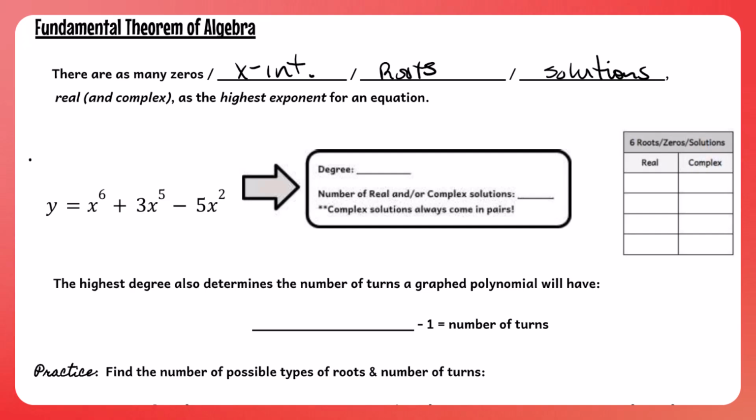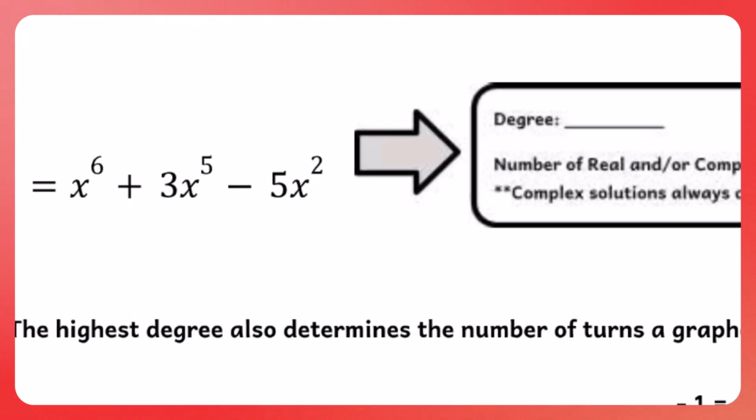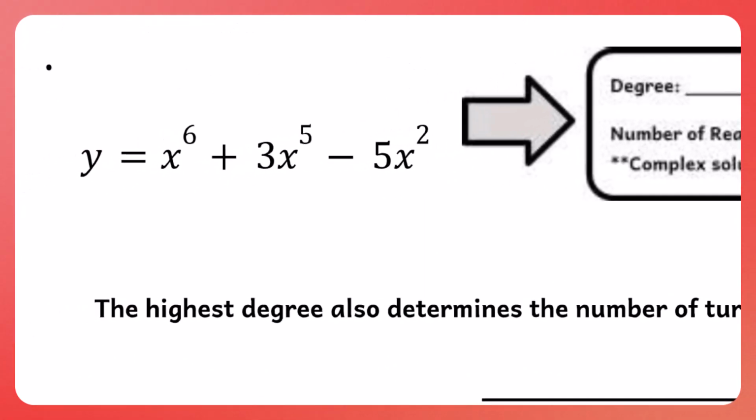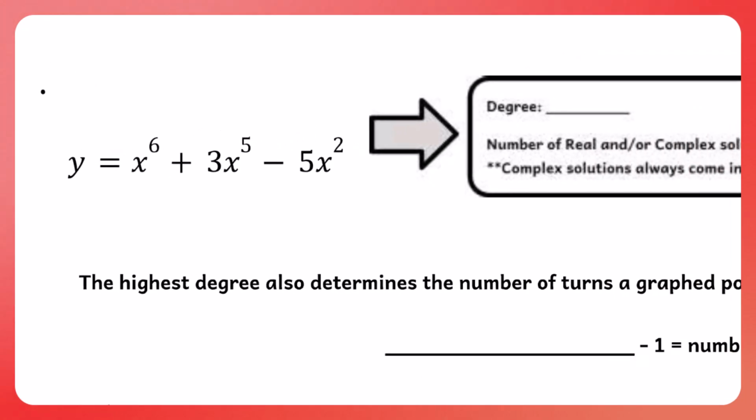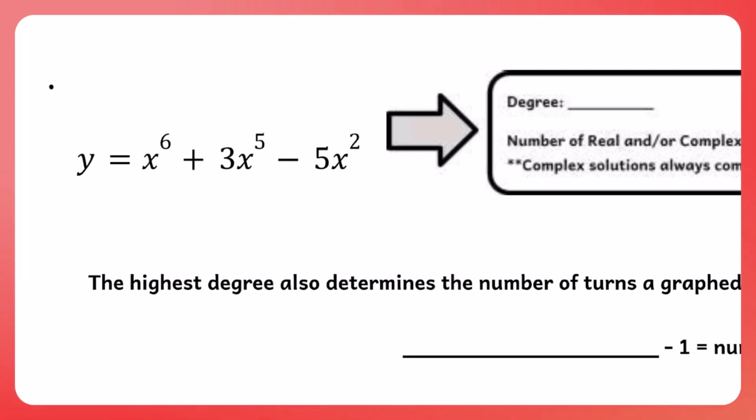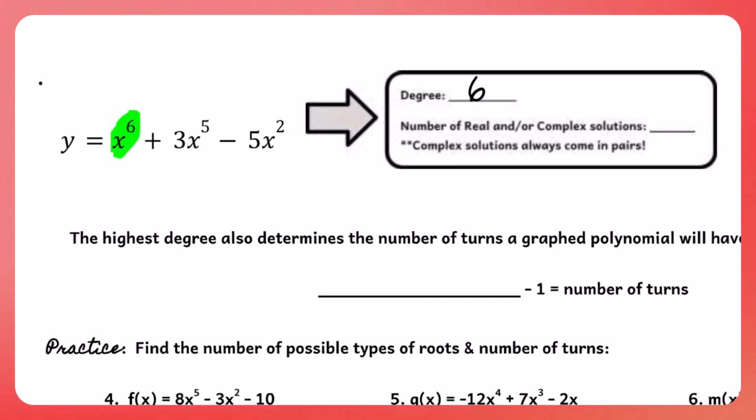Now, when we take a look at this one right here, let's take a look at this guy. y equals x to the 6th plus 3x to the 5th minus 5x squared. So the degree on this, of course, is going to be whatever the exponent is. That is the highest exponent. Gotta love technology. So that is to the 6th power, which means the degree is going to be 6. So the highest exponent, whatever that is, is going to be the degree.